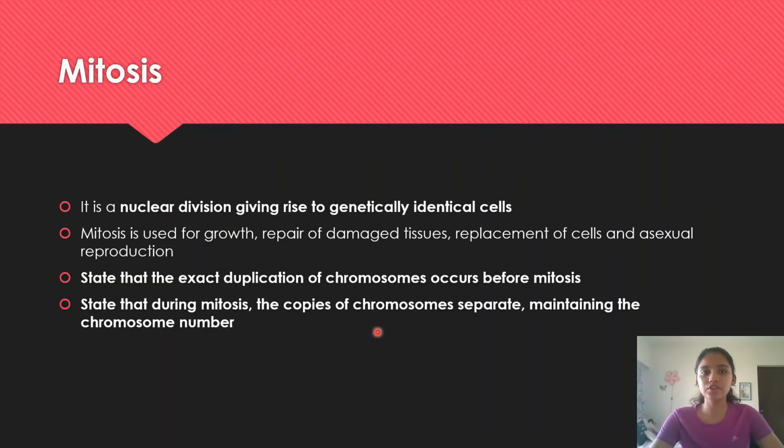So nuclear division means the cell splits. Okay, and the 2 cells that are formed from this one cell that split are exactly identical. That's what you need to remember.